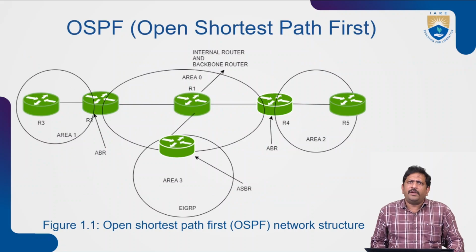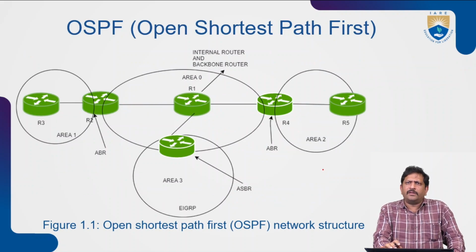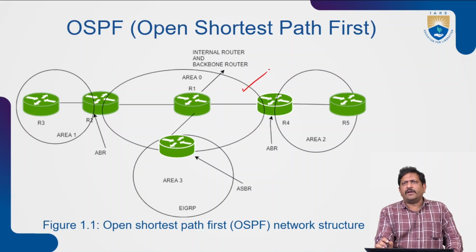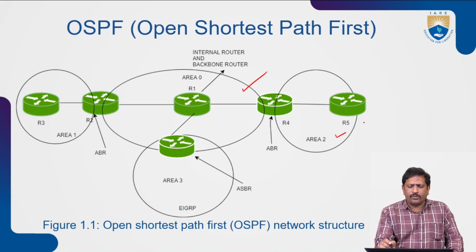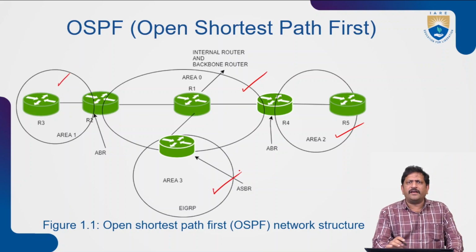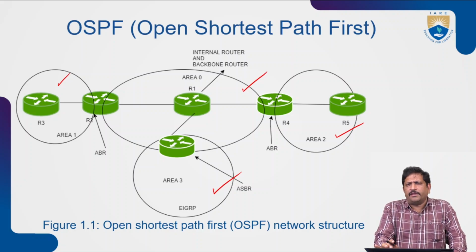This is a simple diagram for the OSPF, Open Shortest Path First network structure. Here are a number of routers. This is the area 0 network, this one is the area 2 network, and this one is the area 1 network and the area 3 network. In these areas, a number of devices can be arranged, and with the help of the routers, communication can be provided.